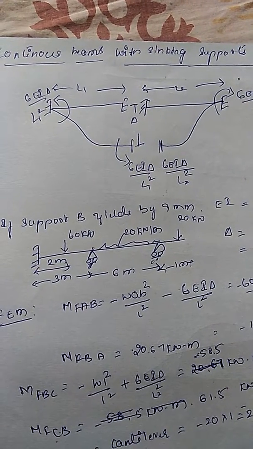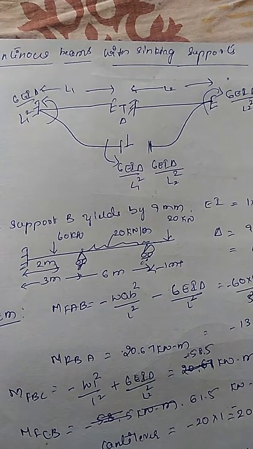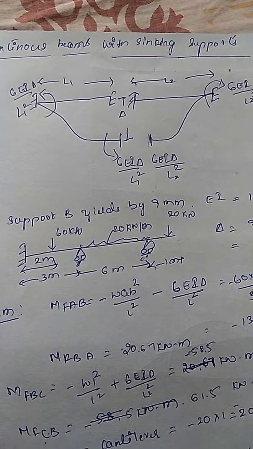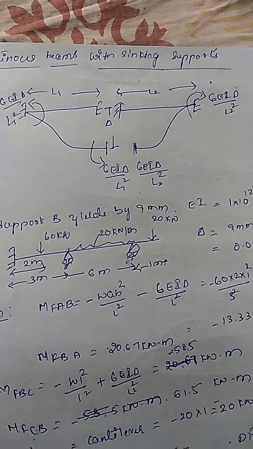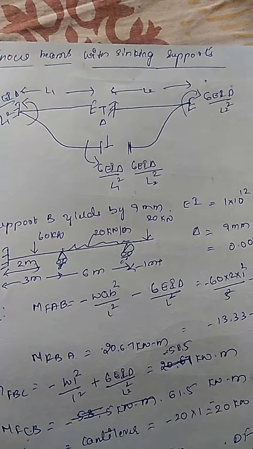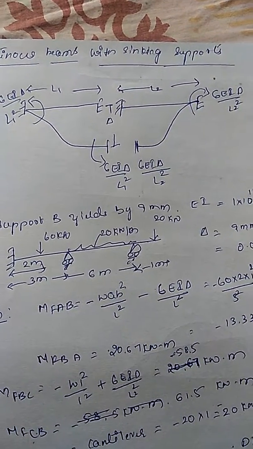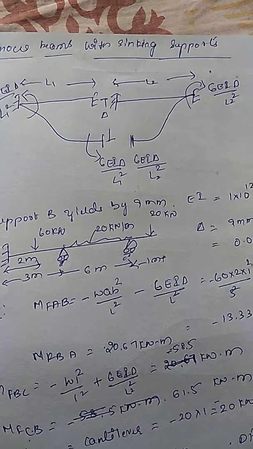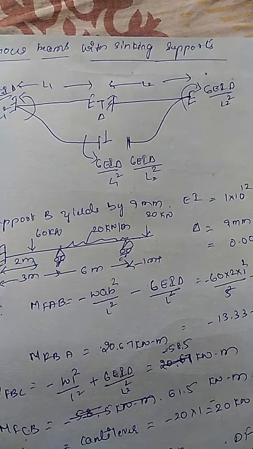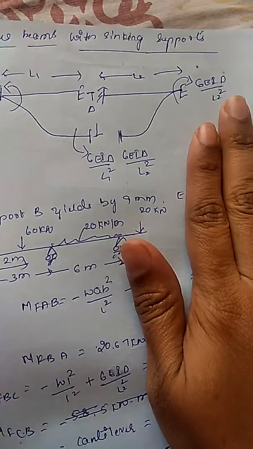Today, let's deal with the moment distribution method using the continuous beam with sinking support. You can see the beam with the sinking support there. As you know, in the analysis of fixed beams, the right hand side support settles down.